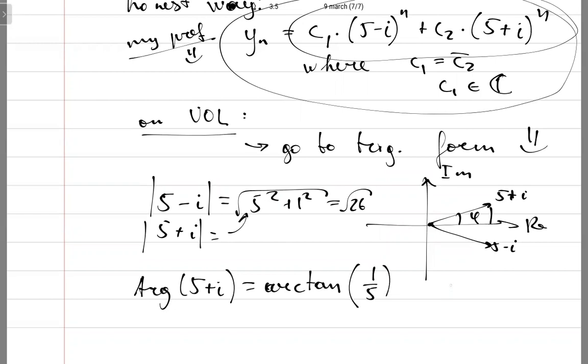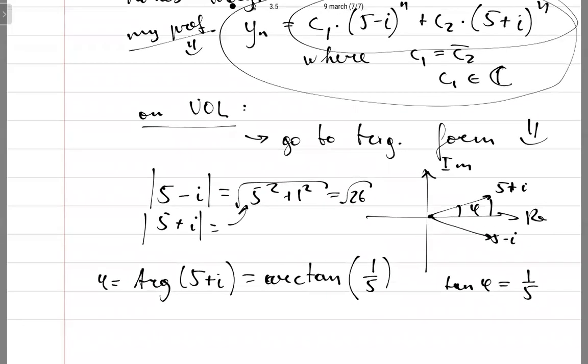So the tangent of phi will be 1/5. Because the angle phi belongs to the first quarter, phi is the inverse tangent of 1/5. Okay, this is phi, and then I can write my answer using real numbers. So how should I write my answer using real numbers? y_n equals what?